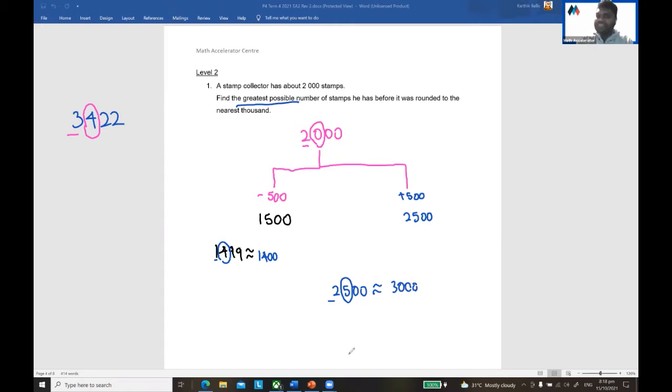So in that case, what is the largest possible number? So this right here gives you a bit of a clue, right? So if I take 2,500 and I minus 1, I will get 2,499. This number right here is your largest possible value, which when you round off to the nearest thousand, you will get 2,000. Clear? Okay, yeah. In fact, some of you in the chat have already given me the answer, which is good.